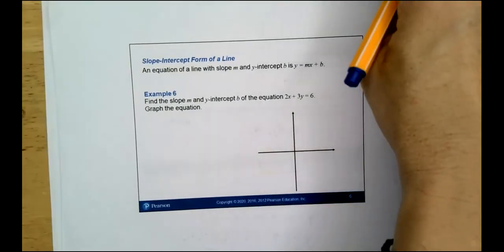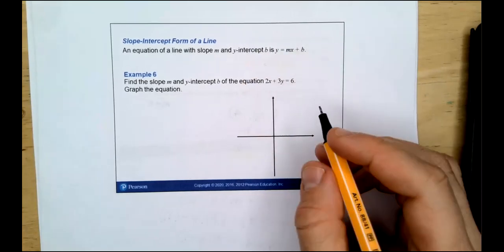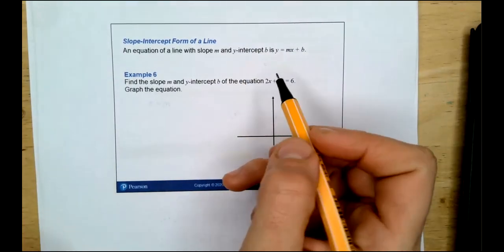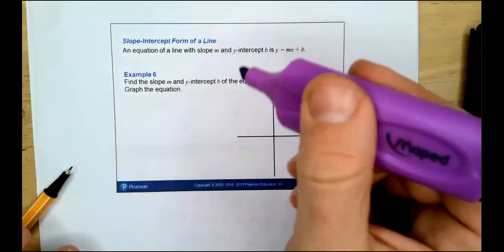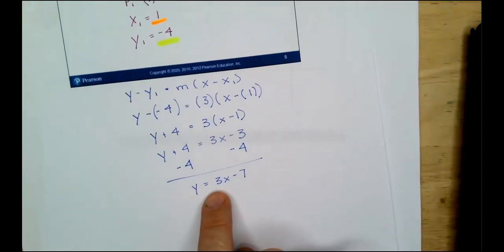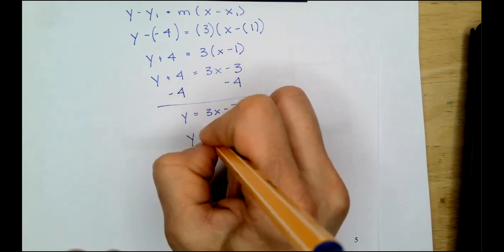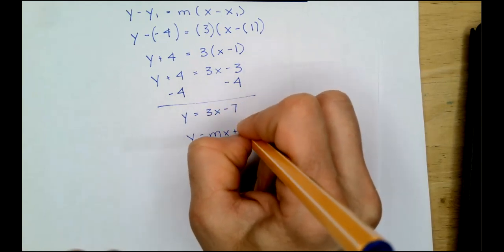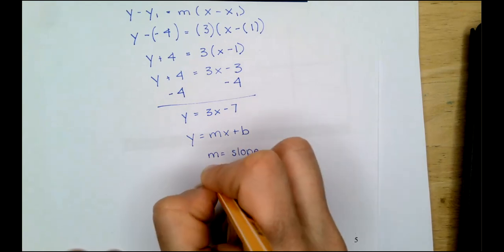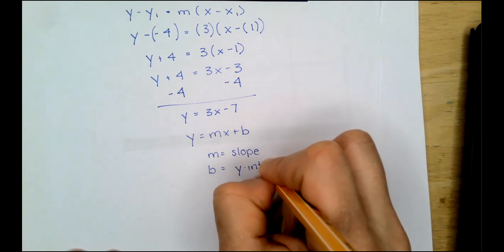Y equals mx plus b. It's my favorite one, so I skip to it. I turn them all into y equals mx plus b. Okay, so if you have an equation 2x plus 3y equals 6, what you should know is that if you can get it into y equals mx plus b, m is your slope, b is the y value of your y-intercept.